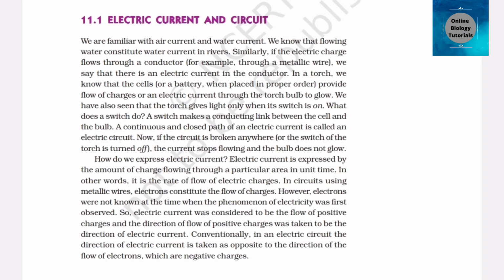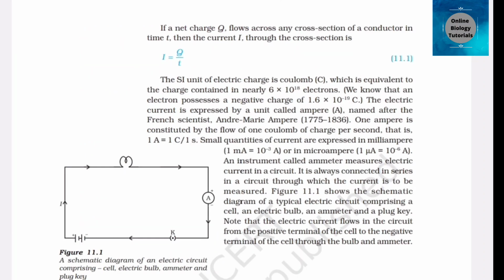Conventionally, in an electric circuit, the direction of electric current is taken as opposite to the direction of the flow of electrons, which are negative charges. If a net charge Q flows across any cross-section of a conductor in time t, then the current I through the cross-section is I = Q/t.